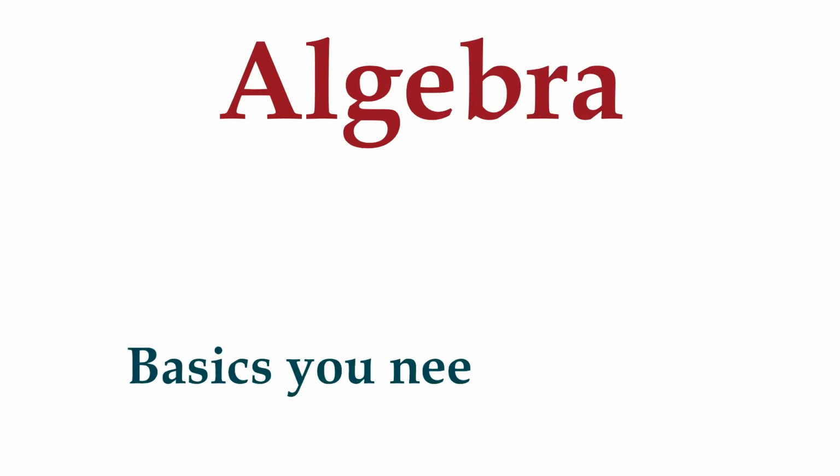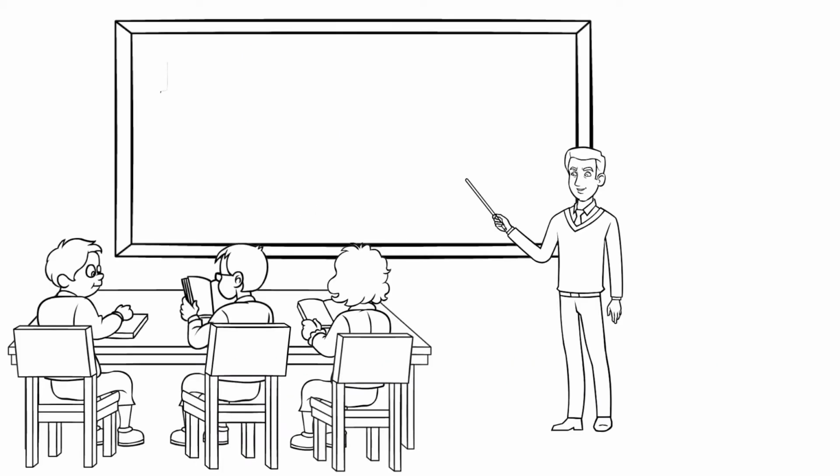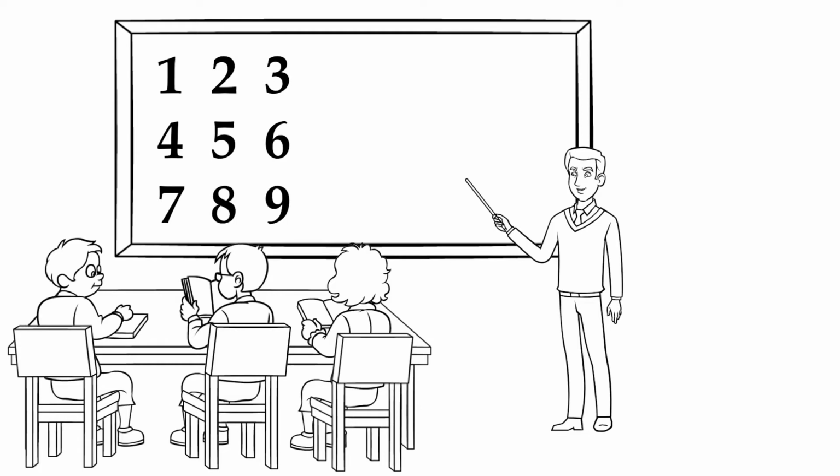In my channel, I am going to explain the maths concepts in a simple and detailed manner. We are going to see the basics of algebra in this video. Arithmetic means the counting of numbers. It is the basic concept of maths. You will learn what numbers are, and the basic counting operations like addition, subtraction, multiplication, and division in arithmetic.